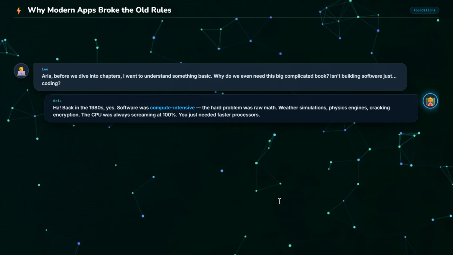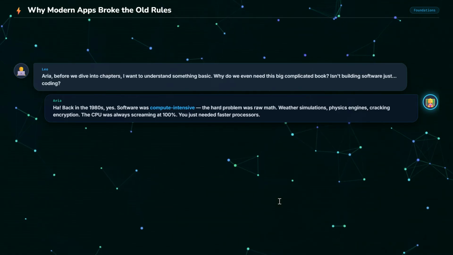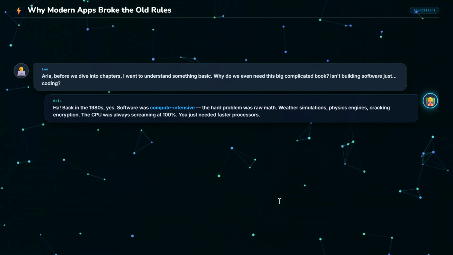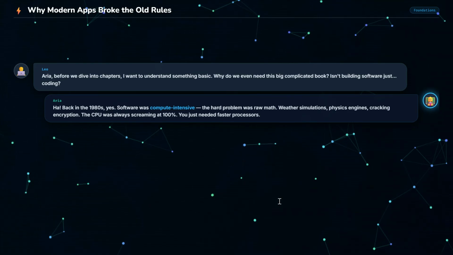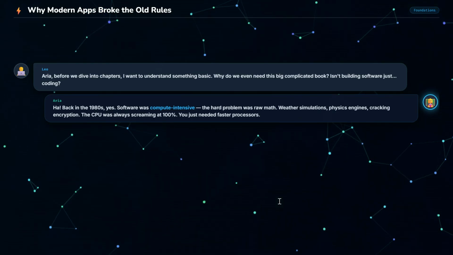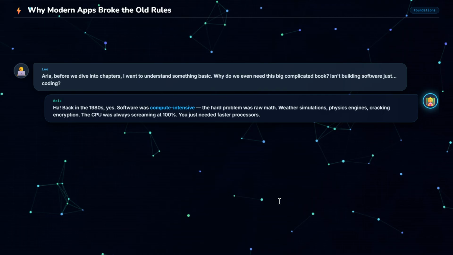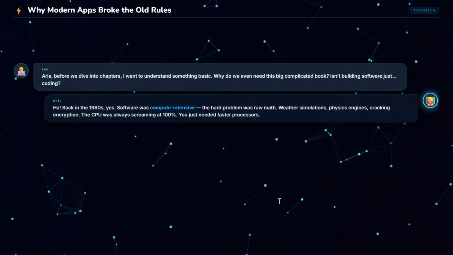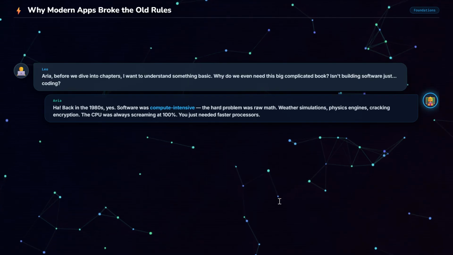Back in the 1980s, that was actually mostly true. Software was compute intensive. The hard problem was raw mathematical computation. Weather simulations, physics engines, cracking encryption codes. The CPU was always running at 100%. You just needed faster processors and you were done.